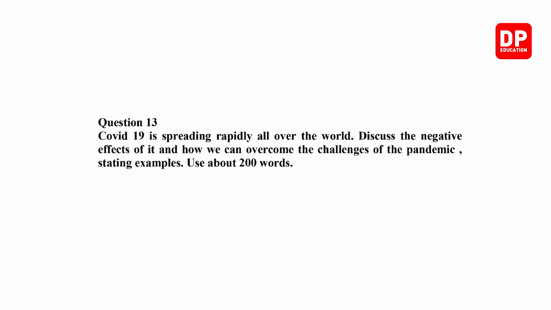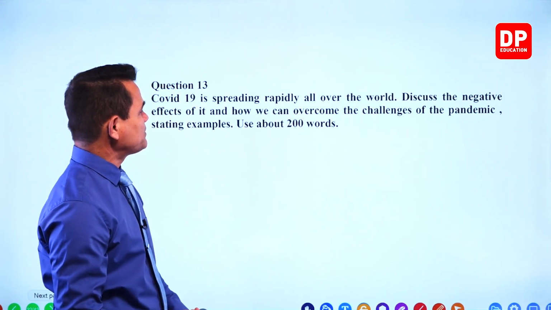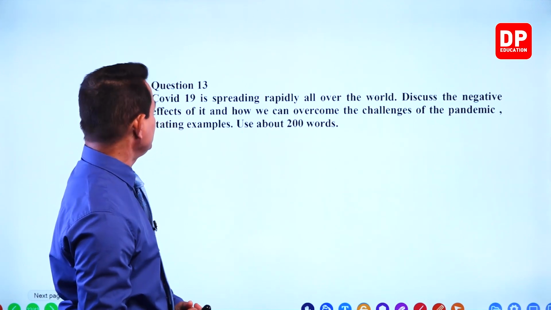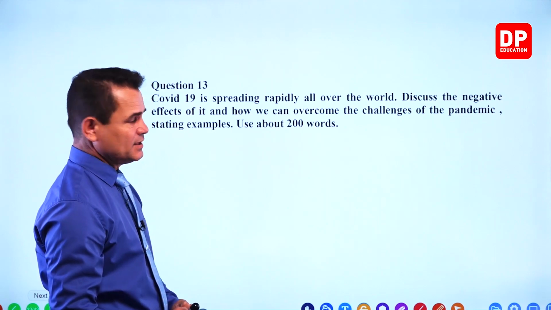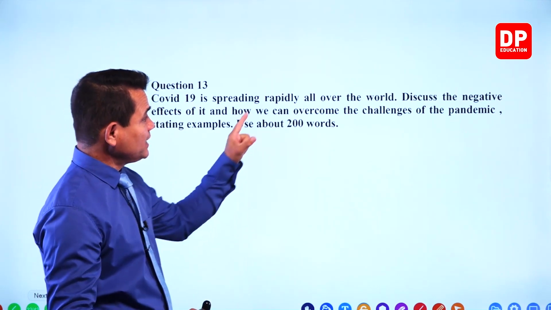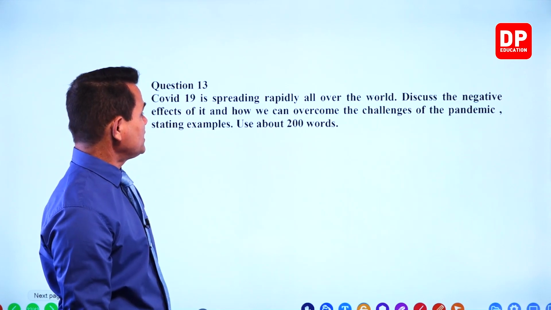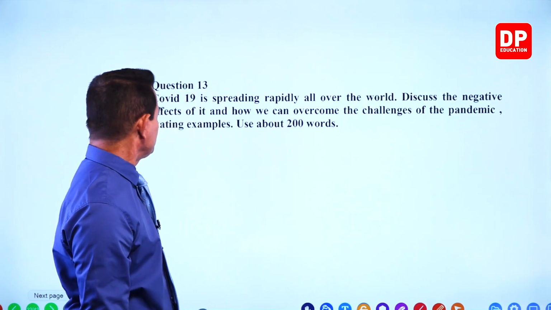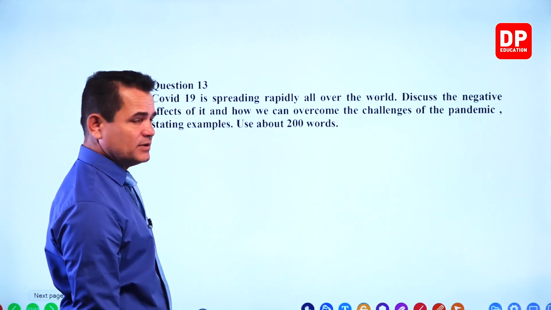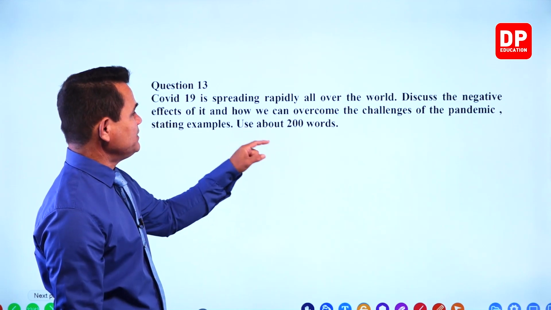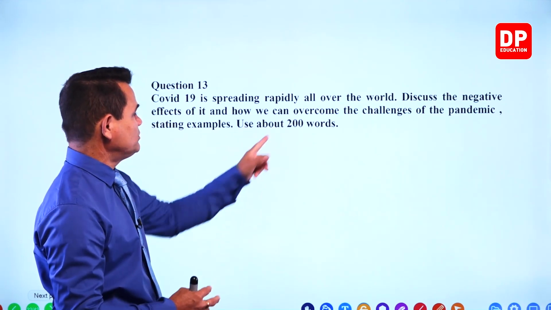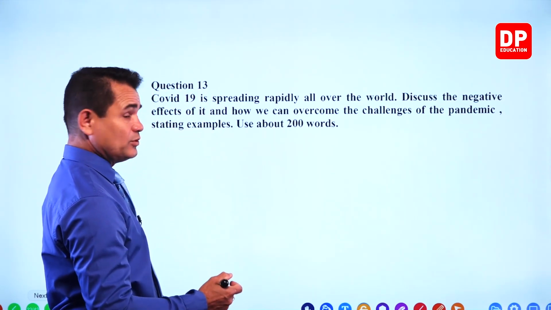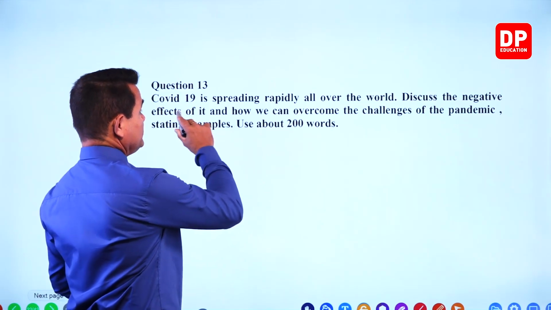Question number 13. COVID-19 is spreading rapidly all over the world. Discuss the negative effects of it, and how we can overcome the challenges of the pandemic, stating examples. Describe how we can come through this. Use about 200 words. Write an essay. You have enough experience of this COVID pandemic, right?